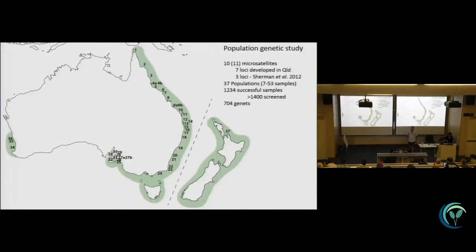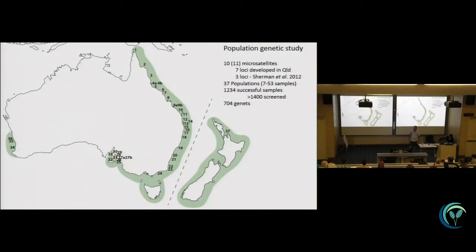We did a population genetics study over the whole range. As you can see, we collected 37 populations all the way down from the Torres Strait. I started working at JCU up here, and that's when we started developing microsatellites and collecting around this area. Then we moved to South Australia and started collecting around here in WA, and through colleagues we've been gathering populations from all over the range.